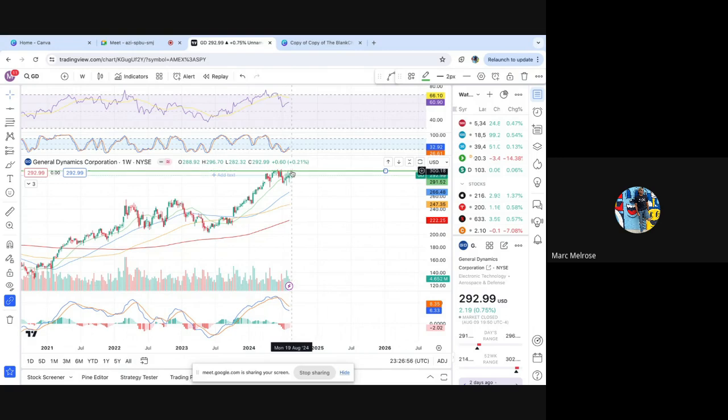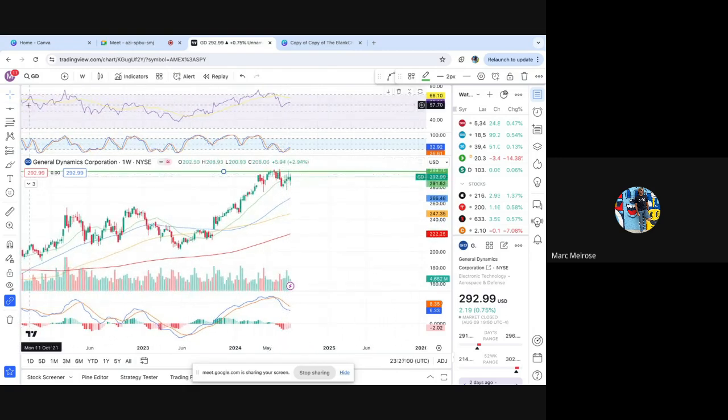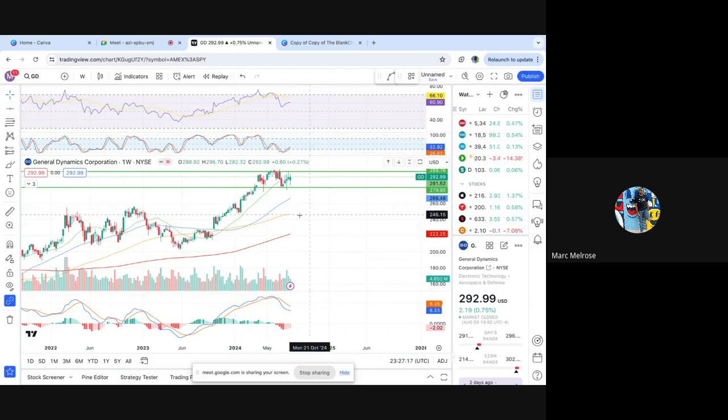If it was to break below this 200-week moving average, we see we have some strong support here. So if it was to reject this 200-week moving average, we're going to be seeing it try to get back to 280. If it was to break below 280, next place is going to be this 50-week moving average, which is sitting here at about 267, 270. So you can just have a $10 decrease in value from here as well.